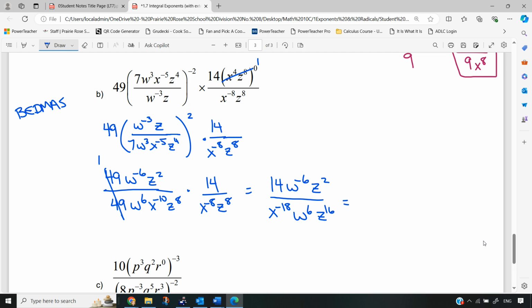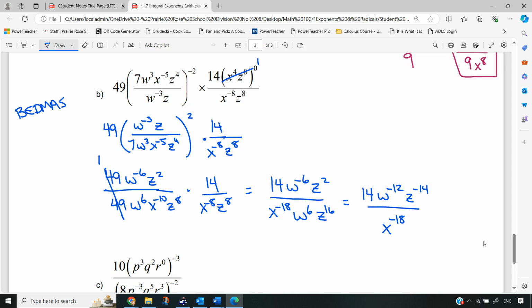Combining again using exponent laws, I still have 14 on top. w to the negative 6 divided by w to the 6, so negative 6 minus 6 is negative 12. I have z squared over z to the 16, so that's going to be z to the negative 14. And on the bottom, I have x to the negative 18. I have this fully simplified.